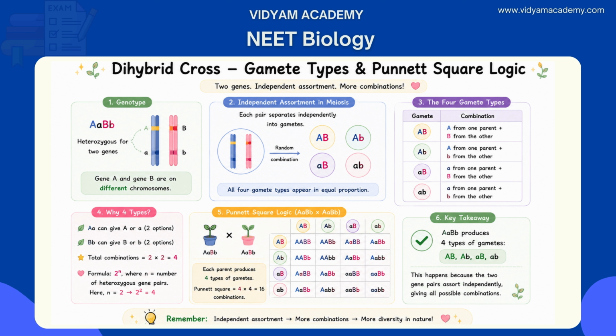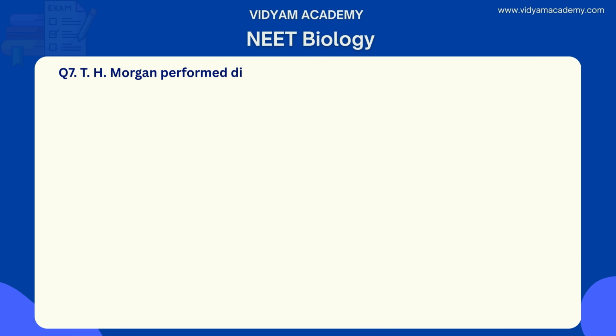This is the direct consequence of the law of independent assortment. The two gene pairs segregate without influencing each other. The formula for the number of gamete types is 2 to the power n, where n is the number of heterozygous gene pairs. So n is equal to 2, and here we get 4 gamete types. A homozygous organism produces only one gamete type. Let's move to question number 7.